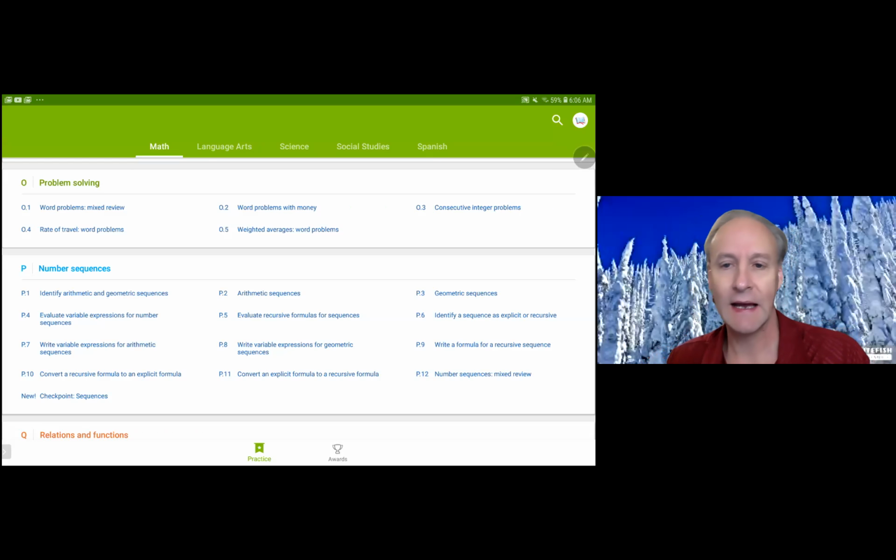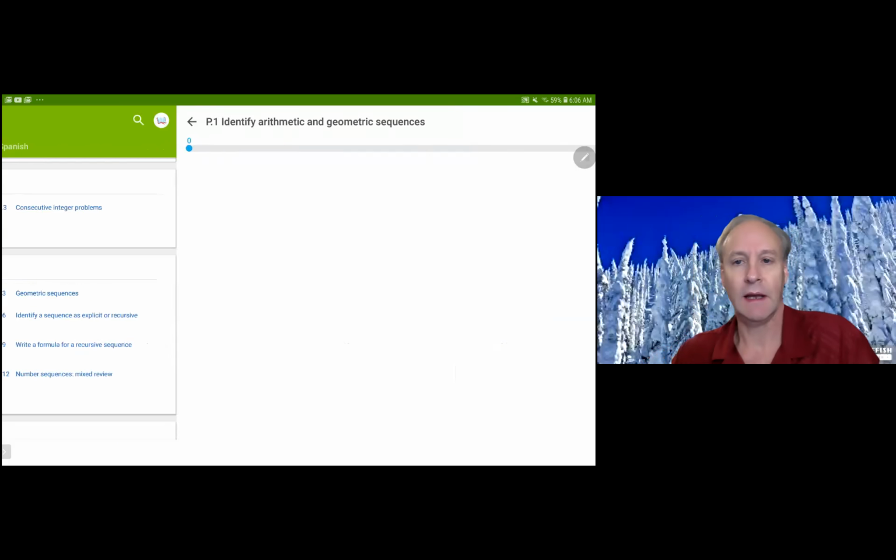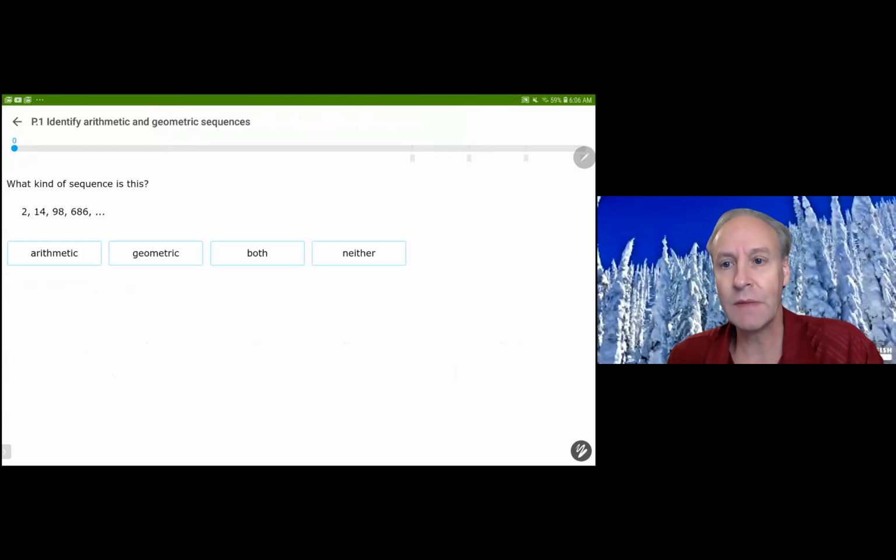We're going to look at identifying arithmetic versus geometric patterns or sequences. And there's an easy way to tell. Arithmetic means adding and subtracting. Geometric means multiplying. So if we look at these numbers, we can see that they're going up very quickly.